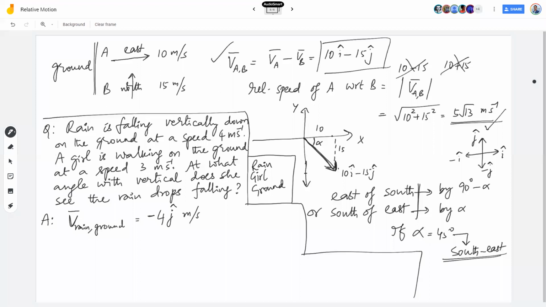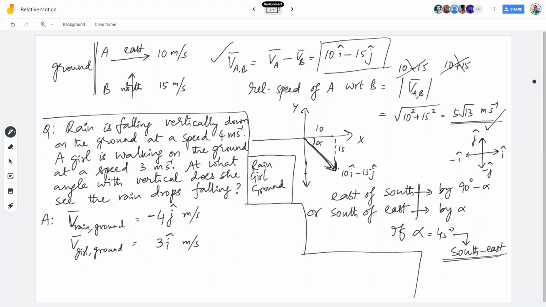This is given. What else is given? Velocity of girl with respect to the ground is given. The girl is walking at a speed 3 meter per second. In what direction? In whatever direction she is walking, I'll assume that as i cap. Then the velocity of girl with respect to ground is 3 i cap meter per second.